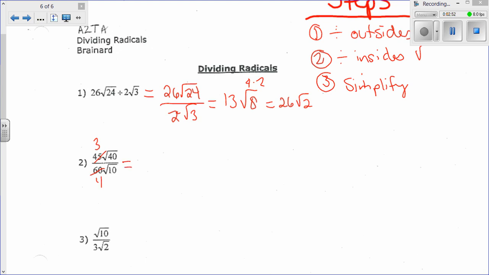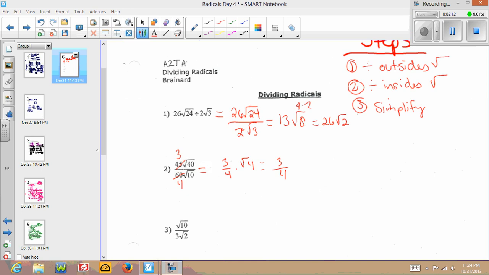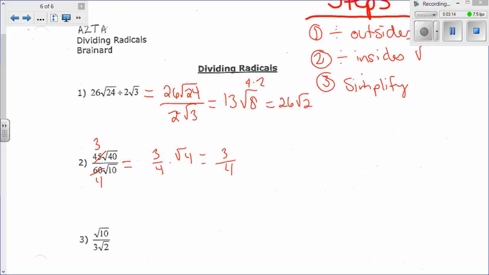My radicals can actually divide. 40 divided by 10 is 4. So that means I have 3/4 times the square root of 4. The square root of 4 is 2, so I have 3/4 times 2. 2 cancels with the 4, that becomes a 2. So I'm just left with 3/2.